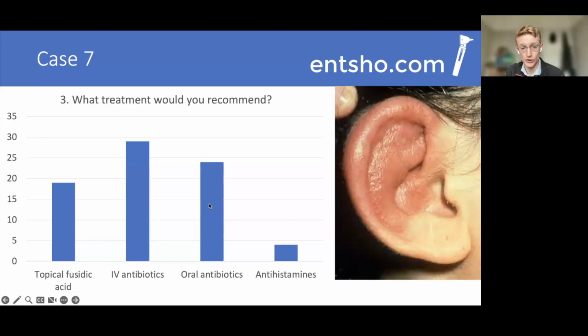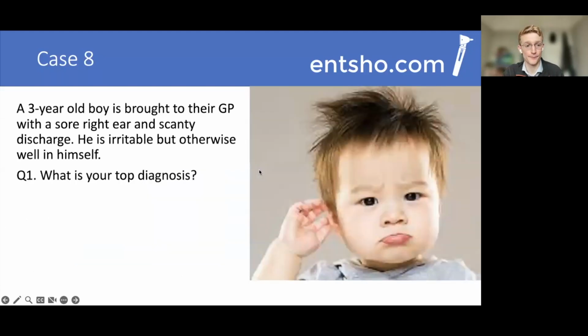And what treatment would you recommend? This depends a little bit on your centre, but often these patients are admitted for IV antibiotics if they've got a severe infection. However, some centres do use oral antibiotics with good bioavailability, things like ciprofloxacin. So just be aware of what your local centre does. Topical fusidic acid is not enough. It's good for localized skin infections, but not sufficient for perichondritis. And obviously this is an infection, so antihistamines aren't going to do the job.